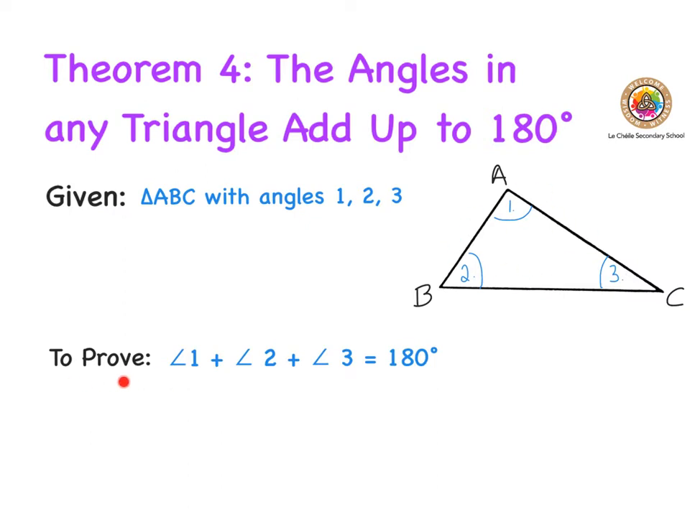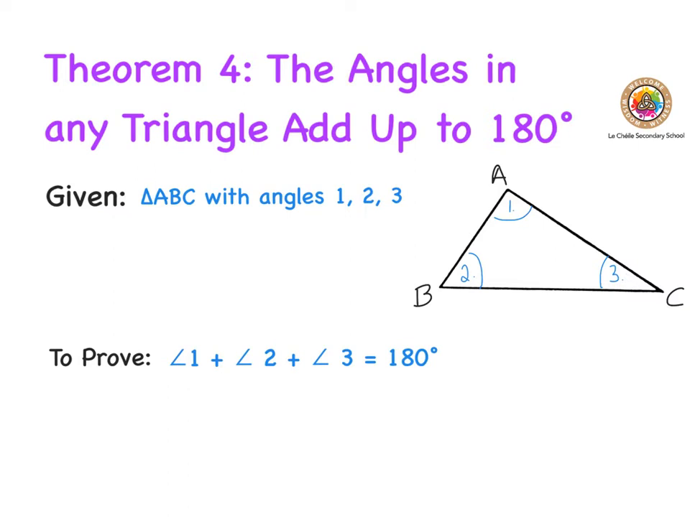The other thing here we have, the next statement says to prove, well, we've been asked in this theorem to show that the angles in any triangle add up to 180 degrees. Well, what are the angles in this triangle? They're angle 1, angle 2, and angle 3. So I have angle 1 plus angle 2 plus angle 3. So adding the 3 of them together, that they must equal 180 degrees.